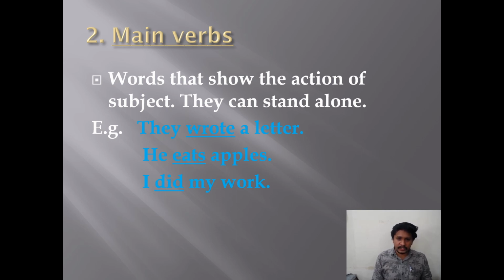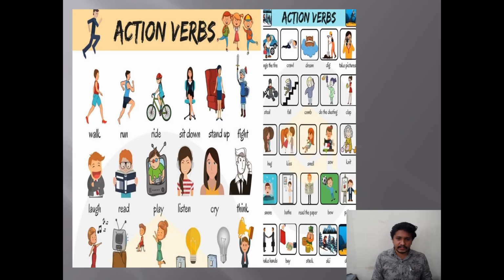So these are words that show the action of the subject. They wrote. Who wrote? They. He eats. Who eats? He. I did. Who did? I. So they show the action of the subject and they can stand alone. These types of verbs are called main verbs. Look at these action verbs or main verbs. Main verbs are also called action verbs: walk, run, write, sit down, stand up, fight, laugh, read, play, listen, cry. All these are examples of action verbs as well as main verbs.